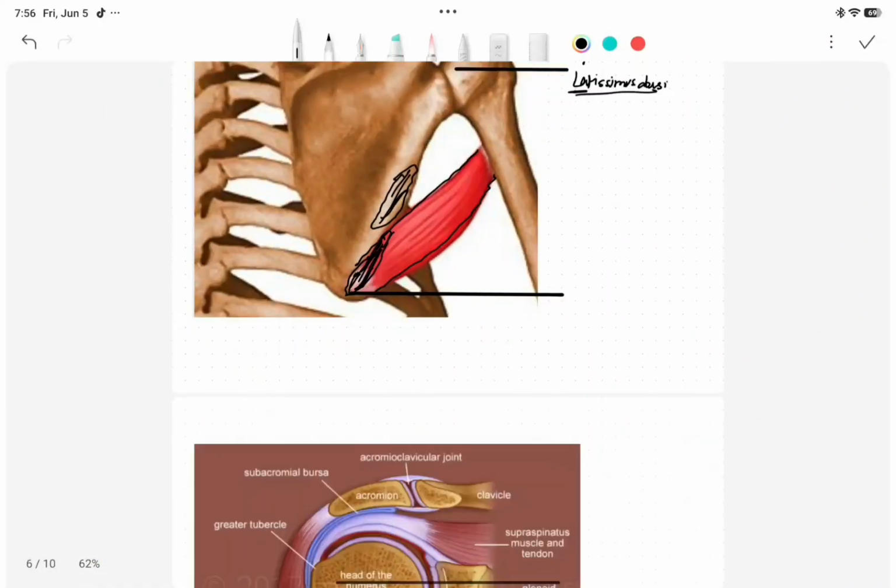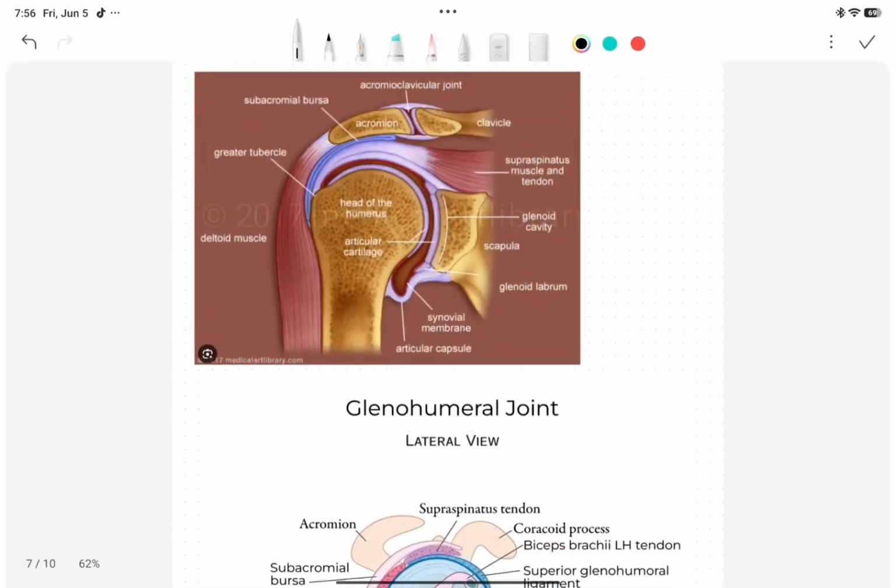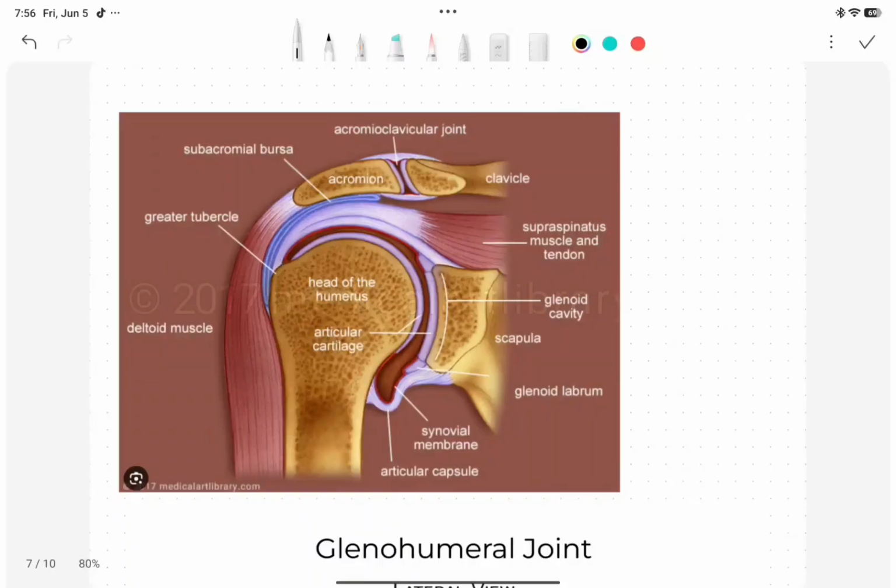The origin is near the inferior angle, or posterior inferior angle. This is the head of humerus, and this is the anterior view. This is the articular cartilage of the shoulder joint, the hyaline cartilage. That helps in the movement of the shoulder joint, and there is also articular cartilage in the glenoid cavity. So these are articular cartilage.